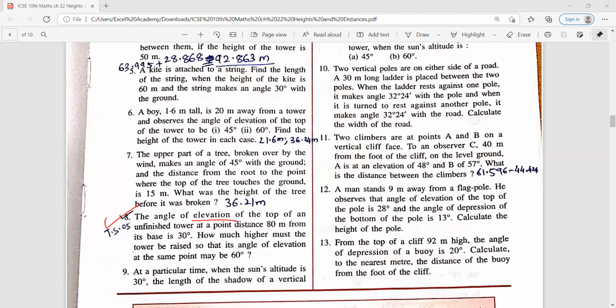So angle of elevation means you are looking up, line of sight will go up like this. Okay, line of sight is the hypotenuse. आणि हा जो distance 80 meter दिलाय, that will be the horizontal distance from the base. How much higher must the tower be raised so that its angle of elevation at the same point may be 60? Okay, the tower ha construct hotoy, it is still under construction.